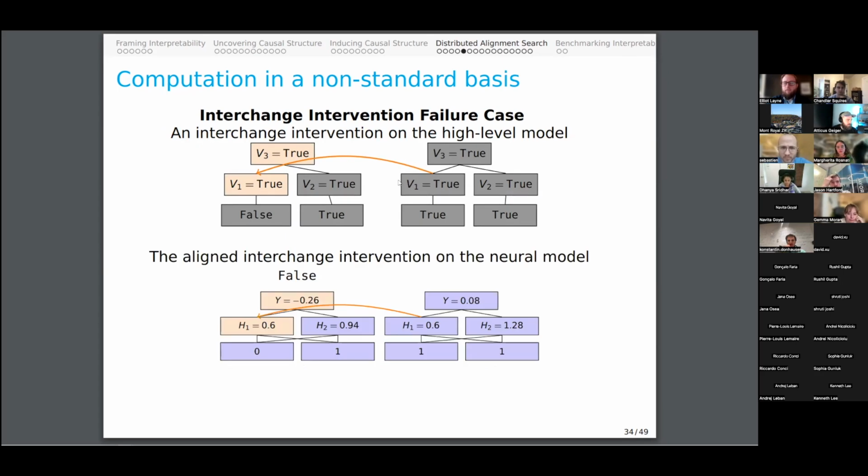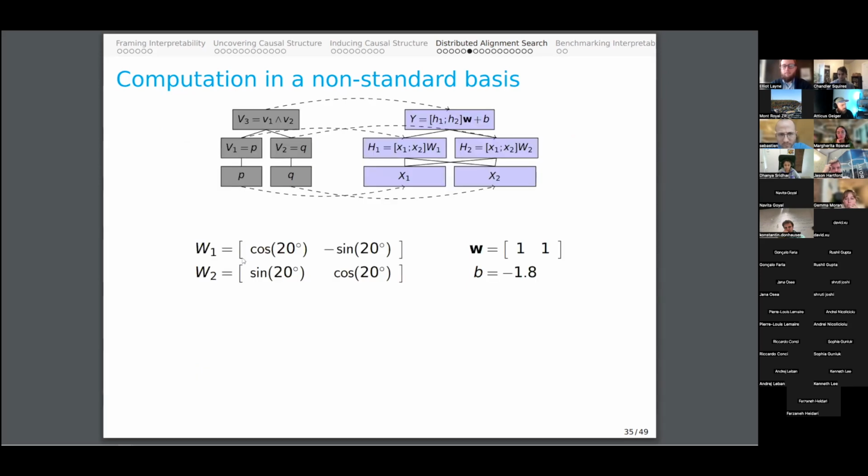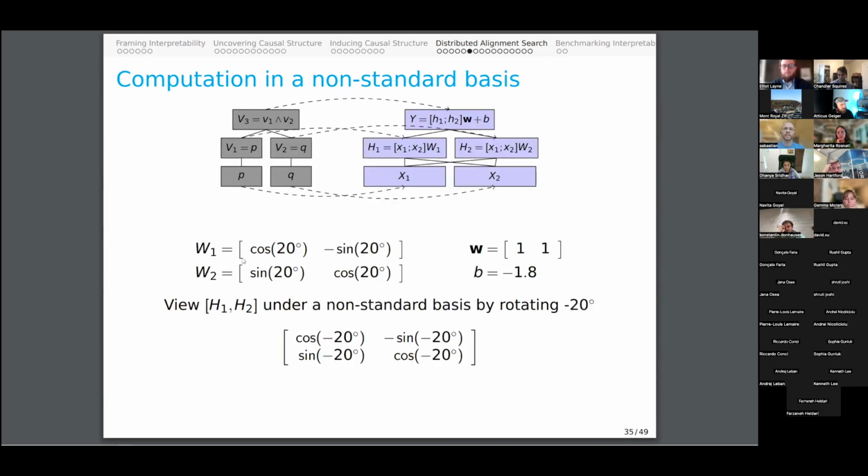So at the high level, if you do true, true, and false, true, and you replace V1 to be what it is on this run, then you get the output true. But if you do the same thing with H1 on the network, you get the output false. And the values here aren't important, but this is an example of why this hypothesis is falsified under this current alignment. And so what we then want to do instead is say, well, clearly X1 and X2 are being stored in H1 and H2 in a way that's perfectly recoverable. It's just on a different coordinate system, namely one that is rotated by 20 degrees.